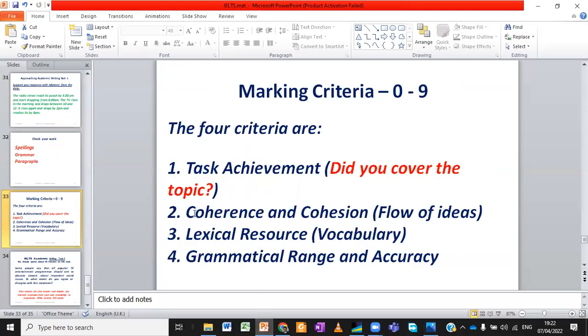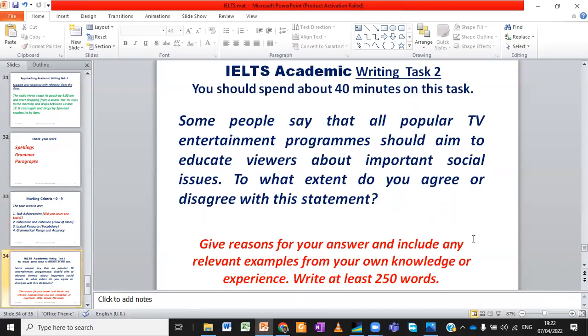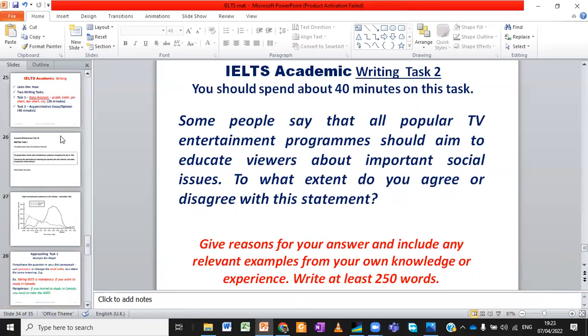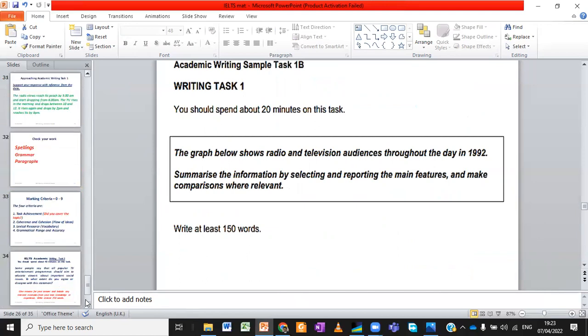Second, how did you connect your ideas? Did your ideas flow from one sentence to the other, from one paragraph to the other? The lexical resource, did you use sufficient vocabulary? Then your grammar usage, okay? So now this is writing task 2. Sorry, do you have any question on this writing task 1? It's just graph analysis. You just have to be brief. Do you have any question here? No. It's quite clear.